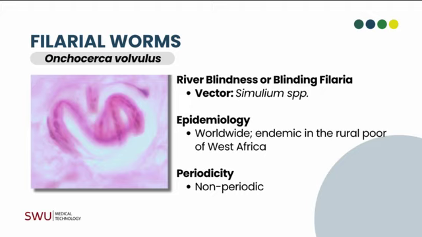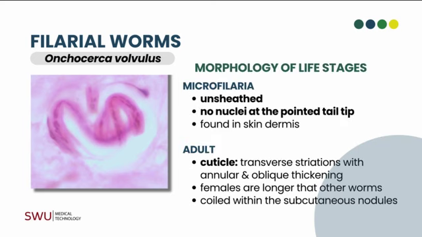So, anytime the microfilariae can increase in our preferred specimen. In terms of microfilariae, its features include being unsheathed, meaning it has no covering on its body, the L1 microfilariae. It's around 200 to 300 micrometers in size. There's no nuclei at the pointed tail tip of the parasite, and it's mostly found in the skin or dermis. About 90% of the microfilariae is found in the skin dermis, and 10% is found in the subcutaneous nodules or in the blood, sputum, or urine.